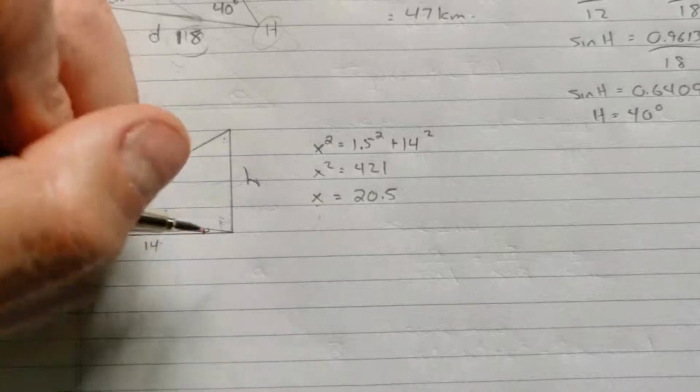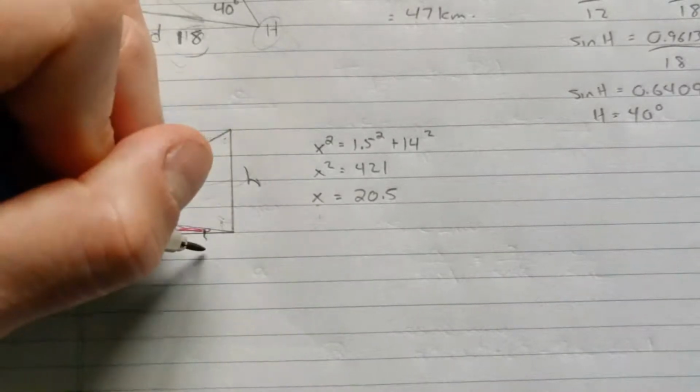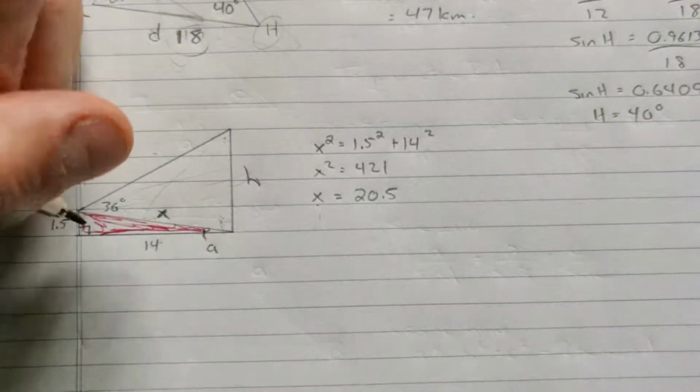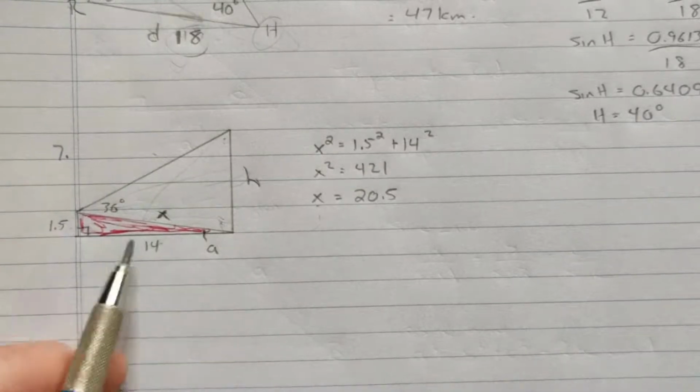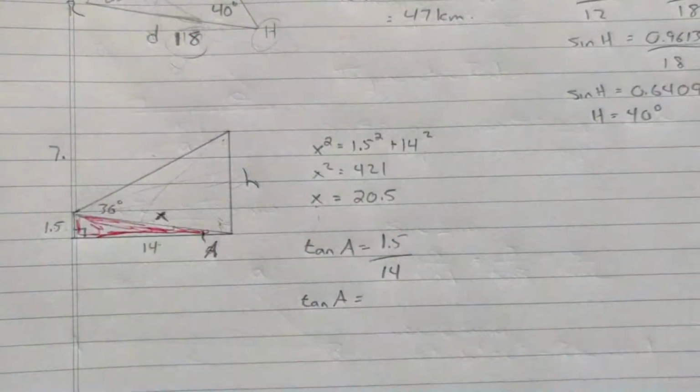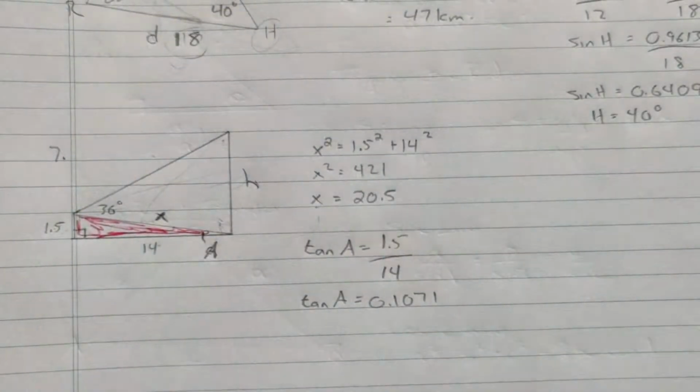So to find this little angle down here, we'll call it A. And so then we're going to find angle A using, if that's the angle, that's our opposite, that's our adjacent, tangent. So tan, and I guess I should use capital A. Tan A equals opposite over adjacent. So 1.5 divided by 14 is going to give me 0.1071. Again, you can use your calculator or you can use your table of values.